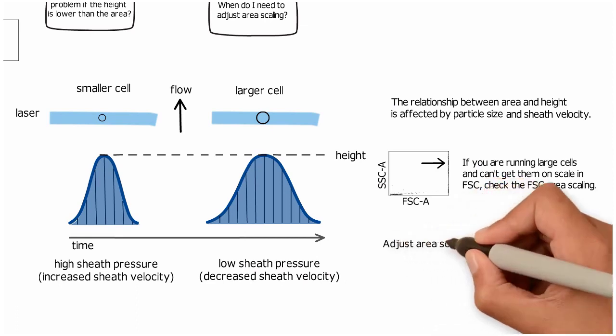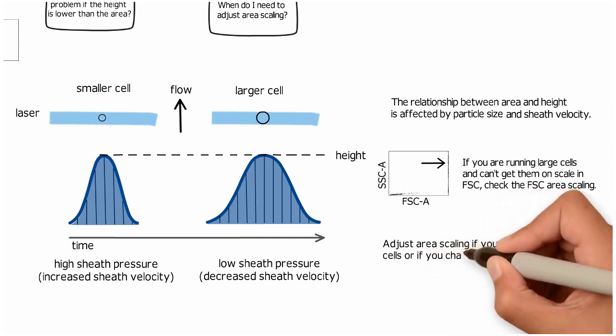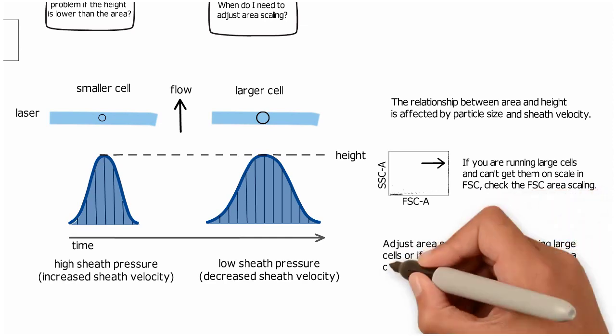You should adjust the area scaling anytime you run large cells on a DIVA-based instrument, or if you change the sheath pressure on a cell sorter, such as the BD FACSDiva.